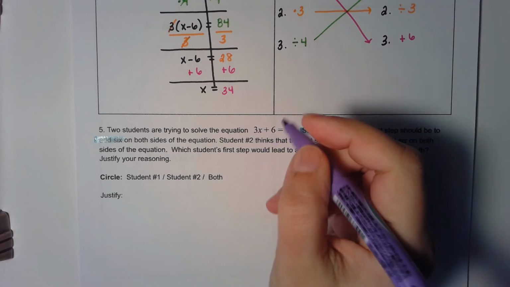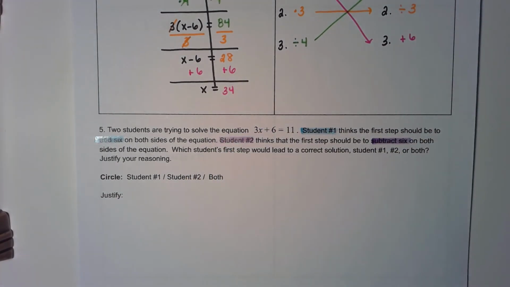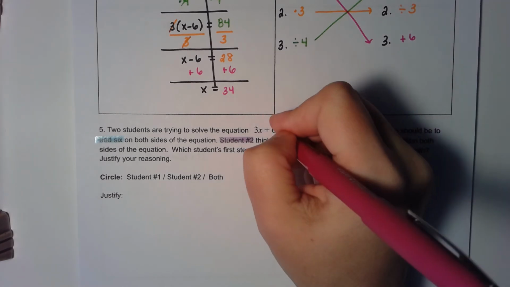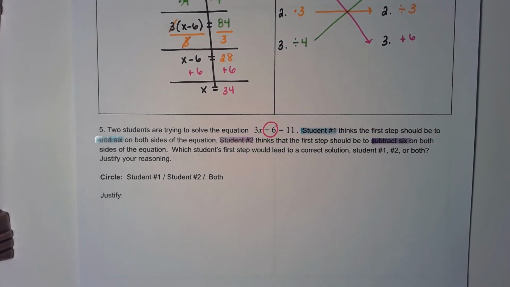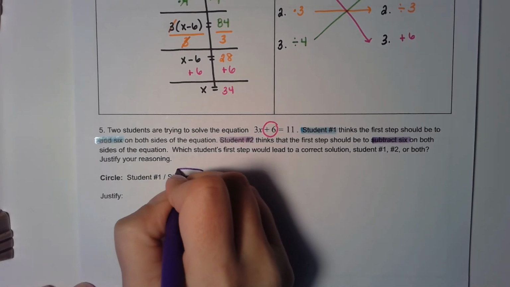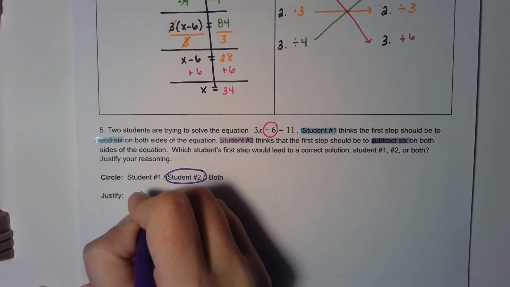Student number 2 thinks that the first step should be to subtract 6 on both sides of the equation. Which student's first step would lead to a correct solution? Student 1, student 2, or both? Justify your reasoning. Well, if I look at this equation and I think to myself, how would I solve this? My first step would be to undo the plus 6, which means I would start by subtracting. So that tells me that student number 2 is correct.